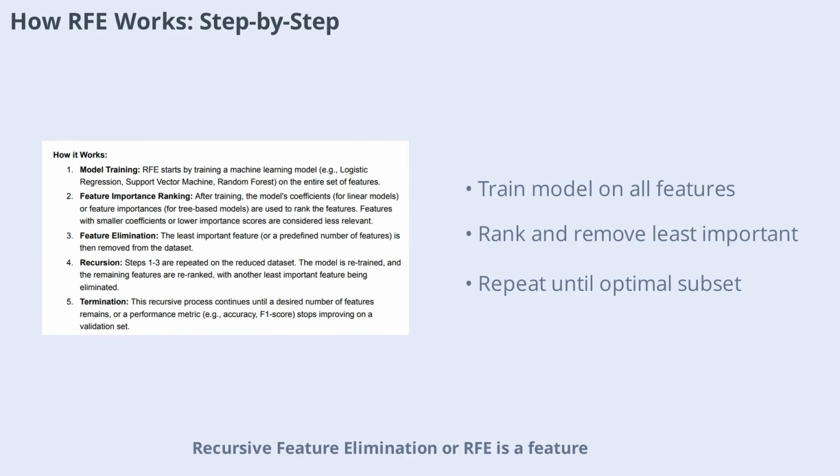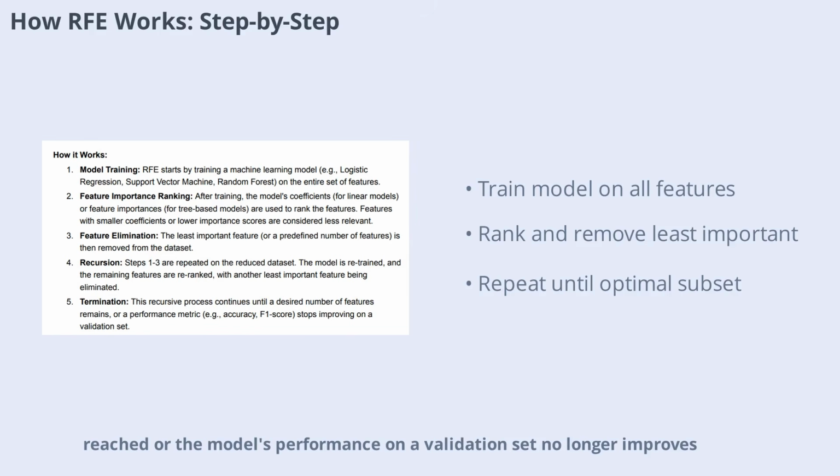Recursive Feature Elimination, or RFE, is a feature selection method that works by recursively eliminating features. It starts by training a model on the entire dataset and ranking features based on their importance or coefficients. It then removes the least important feature and repeats the process. This recursive cycle continues until a desired number of features is reached or the model's performance on a validation set no longer improves, effectively selecting the most relevant features for the model.